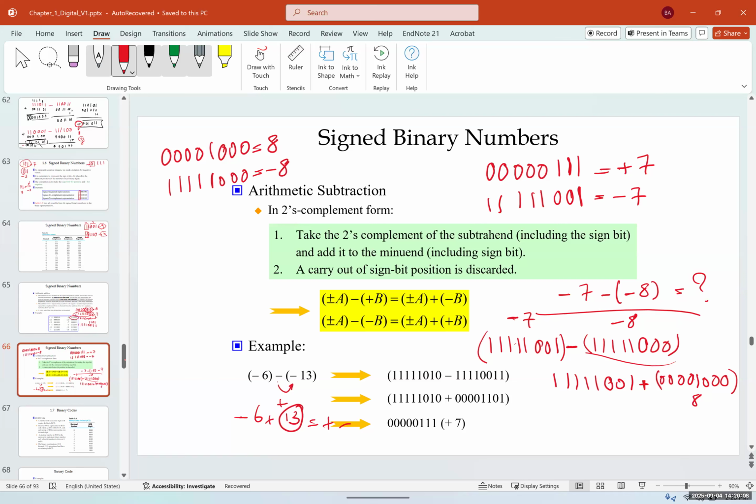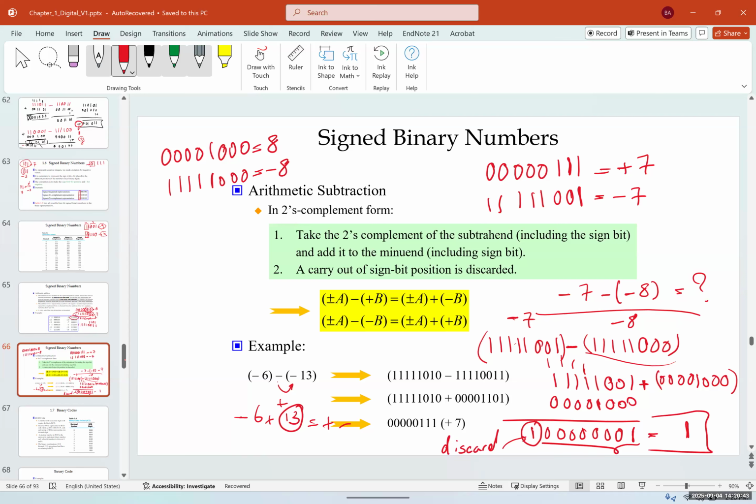Now if I add these two, this plus 0, 0, 0, 0, 1, 0, 0, 0, I get 1 plus 0 is 1, 0 plus 0 is 0, and so on, with 1 plus 1 giving 0 and a carry each time. The last carry I discard. And what am I left with? -7 minus -8 gives us 1.